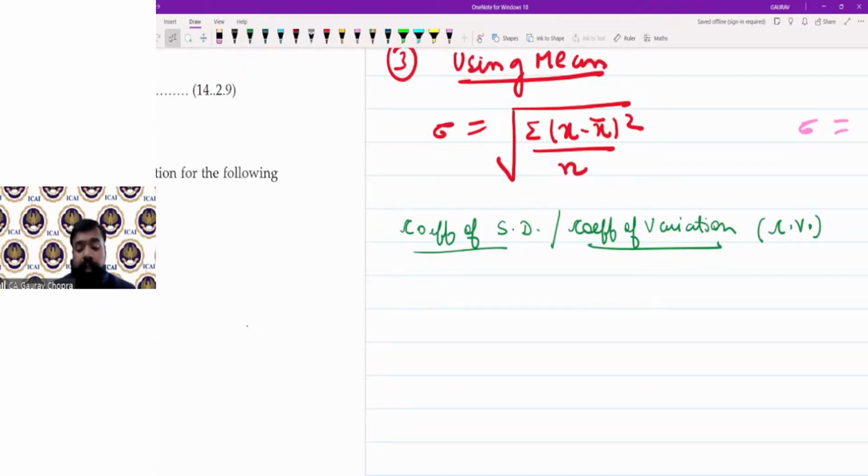So coefficient of variation or coefficient of standard deviation, in short we write CV. What is the formula for this CV? It is standard deviation upon arithmetic mean multiplied by 100. So you can write sigma upon x bar multiplied by 100. This is the formula for coefficient of variation.